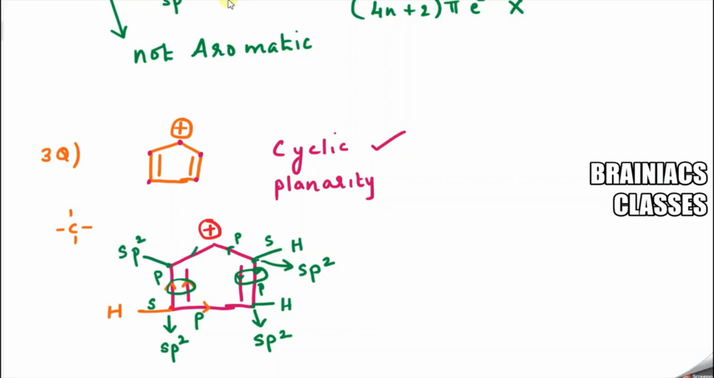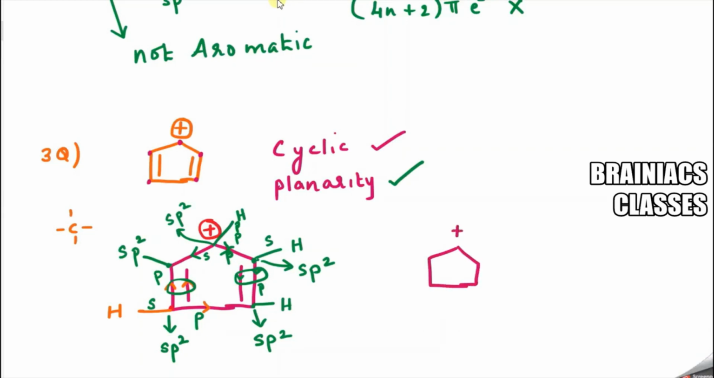Now what about this one? We will see. One valency going here, another valency going here, and a plus charge indicates one bond has broken. Plus or minus charge indicates one bond has gone. Now there is only one more bond remaining, so that should be a hydrogen atom. So I am putting S here, then P here, and P here. So this will also become sp2. Altogether every carbon atom is sp2 hybridized. That means the planarity condition is satisfied. Now let's check the next condition, cyclic resonance. I will draw the structure one more time.